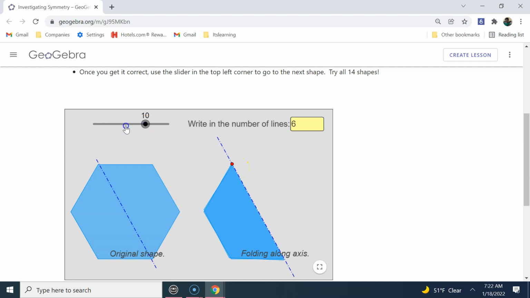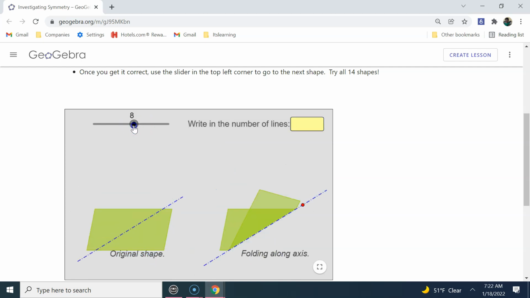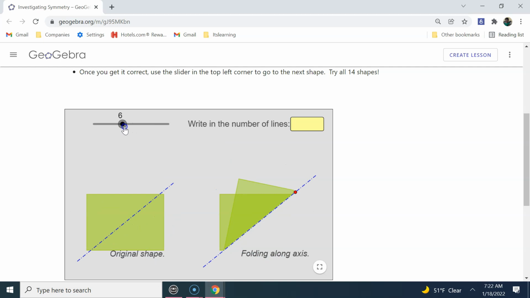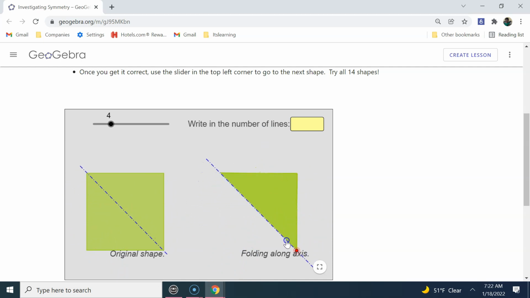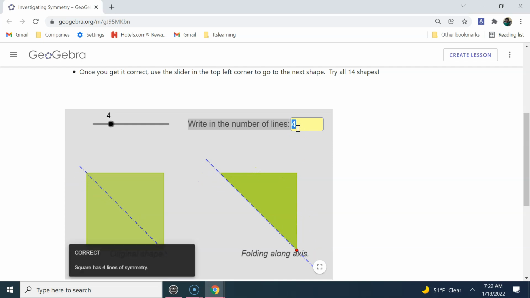Now, if you go to a square, we start with the square, so we're going to start with 1, 2, 3, 4. So I think there are 4 lines of symmetry.